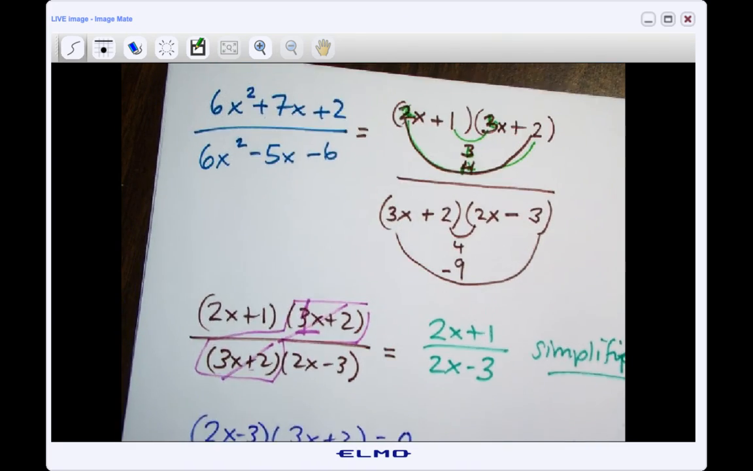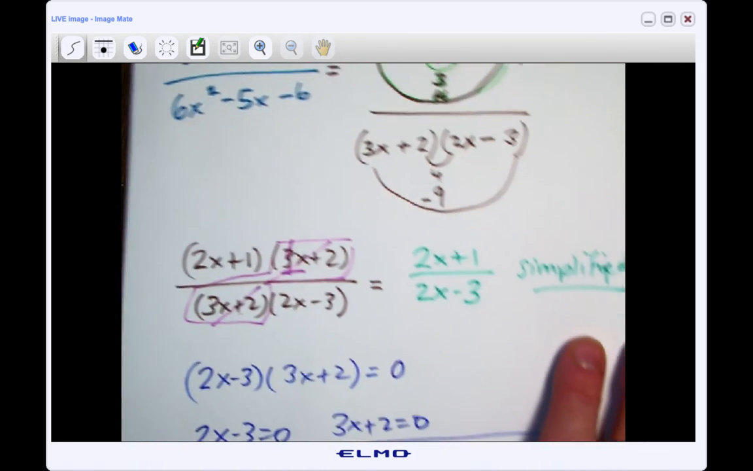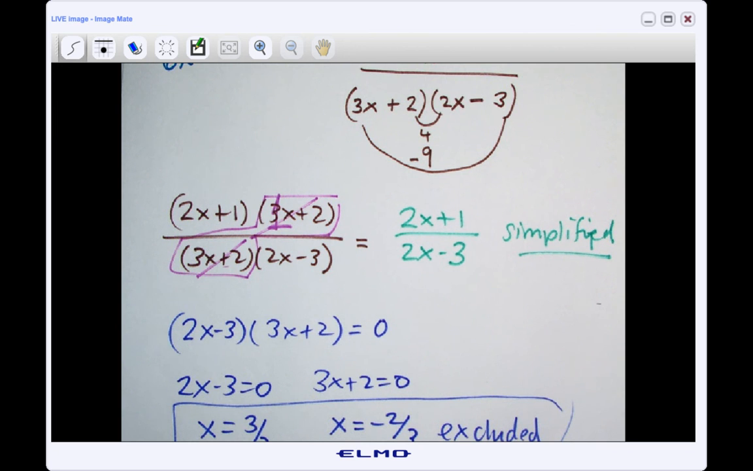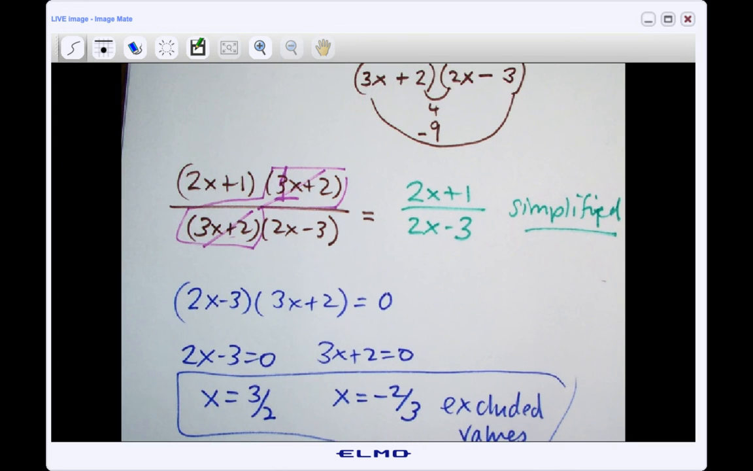Okay? And it doesn't matter how complicated the factoring is. The first thing you do is just try to factor them as best you can. And then as soon as you have nothing else that's the same on the top and the bottom, you're done with your dividing, your canceling, then you know that you're done simplifying.